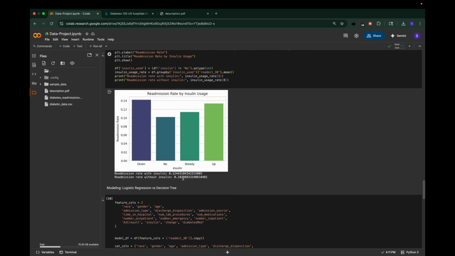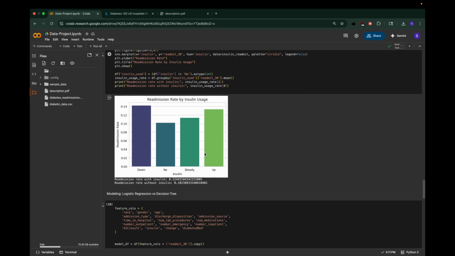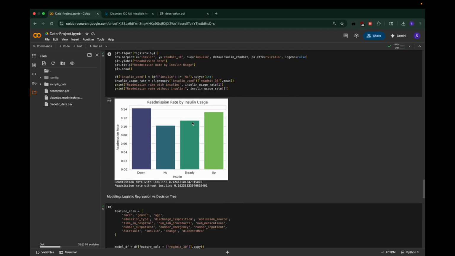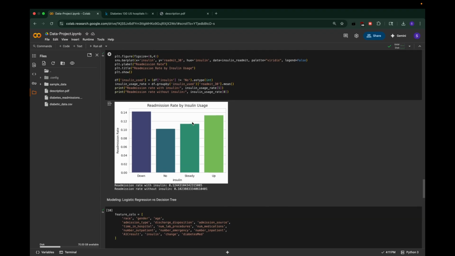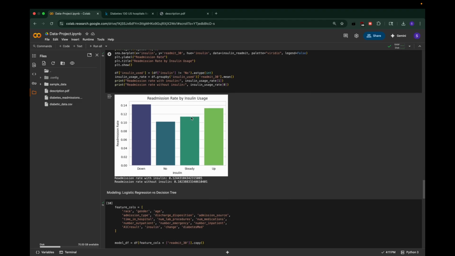So this supports the idea that insulin use, especially dose changes, may signal more severe diabetes, which could elevate the risk of hospital readmission.